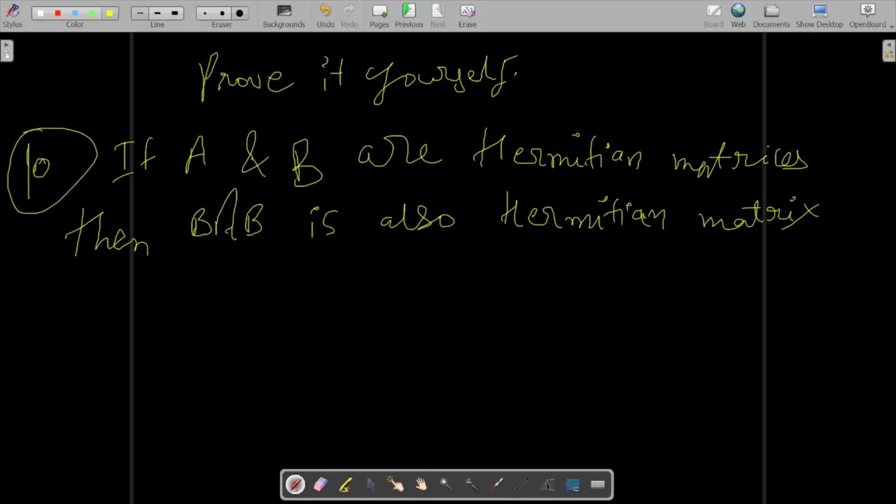Now let's move on towards our next topic, which is skew Hermitian matrix.